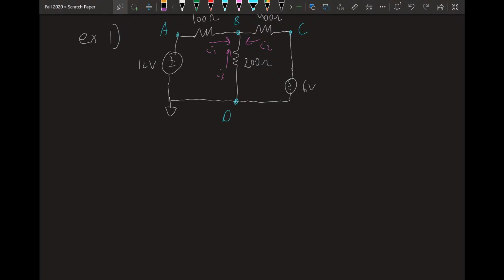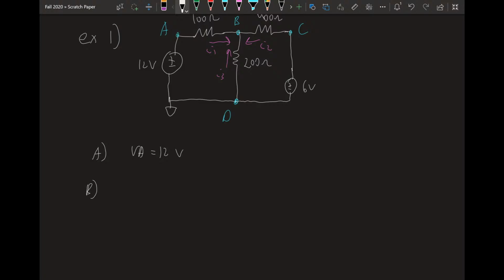Okay, so now let's write our system equations for each node. Step 3. Let's look at node A. Looking at node A, there's a voltage source of 12 volts between it and ground. That means the voltage at A must equal 12 volts. That's great. Super convenient. There is no need to even write an equation.